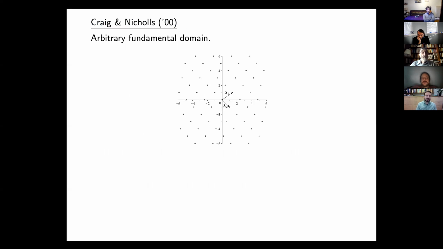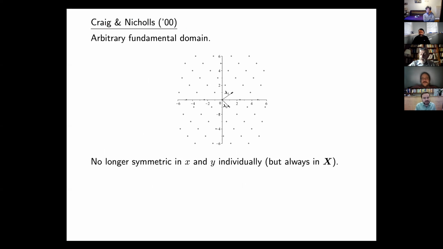Okay, so then the next fundamental breakthrough is Craig and Nicholls, who considered an arbitrary fundamental domain, without assuming any symmetry. Okay, so you still always have a symmetry if you consider x and y together. So you do a reflection in the origin instead. So you can still do this to reduce the kernel to 2 dimensions.